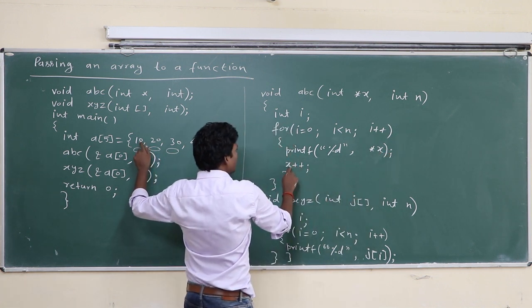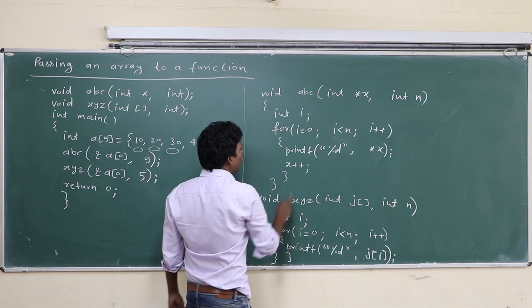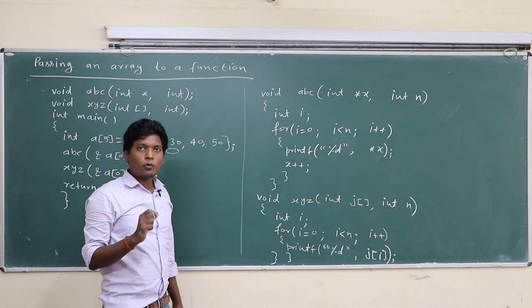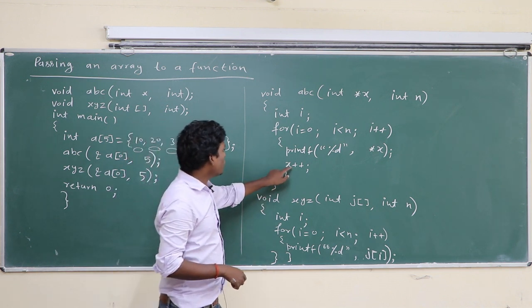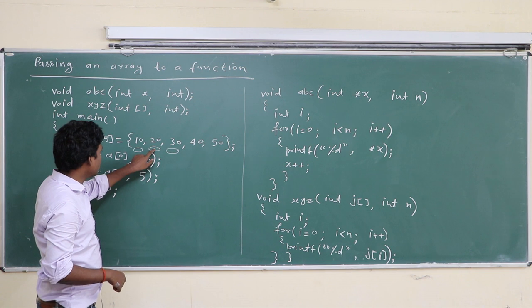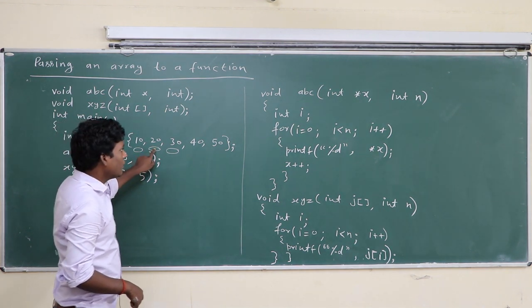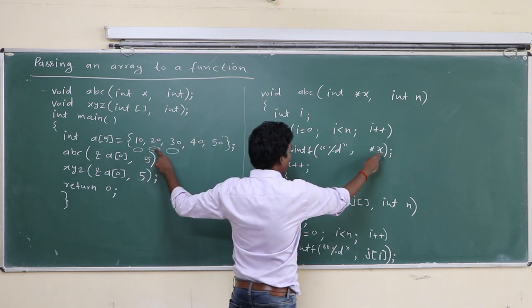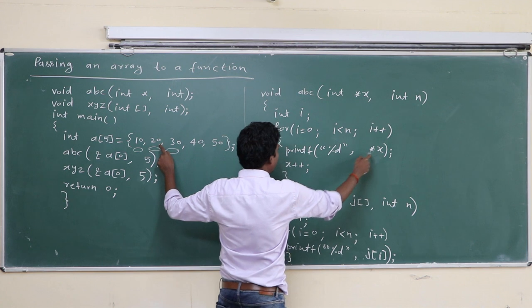Okay, again x is a pointer. When you increment pointer, it points to the next location of same type. Okay, so it points to the next location of same type. So x is now pointing here, and when you print again x with asterisk, then it prints 20. Here 20 will be printed.